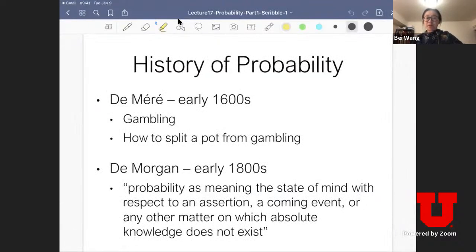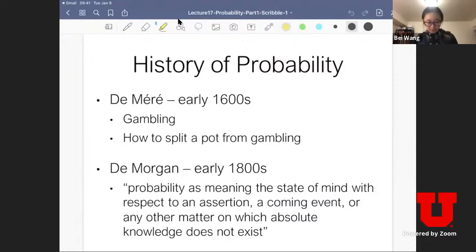The history of probability goes back to the early 1600s, and it originated from gambling, from a question of how to split a pot. The story is, would you rather play a game in which you win if you roll at least one 6 in 4 rolls of one die, or a game in which you win if you roll at least one pair of 6s in 24 rolls of 2 dice? The gambler lost a lot of money on his belief that the 2 games were equivalent.